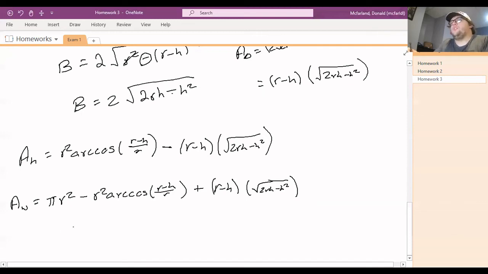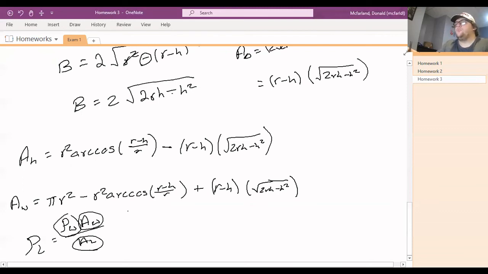So with the cross-sectional area for the water, we can go back to our very first equation. We're solving for the density of the log, where we have the density of the water times the cross-sectional area of the water over the area of the log. We now have the area of the log and the area of the water, and we can look up the density of water, which is just 1,000 kilograms per meter cubed.